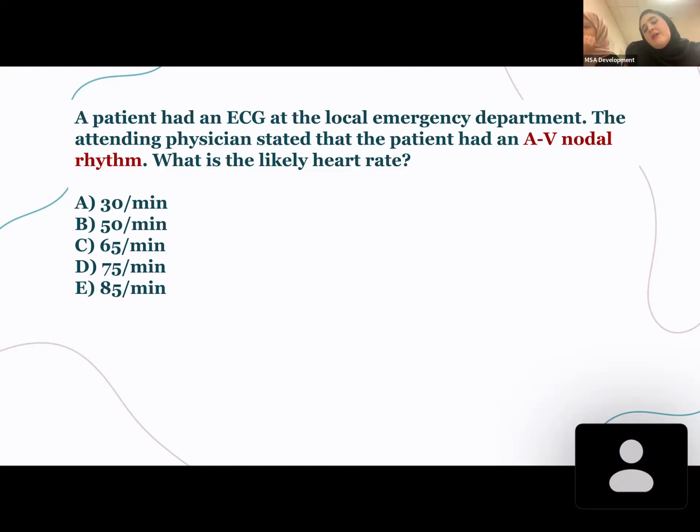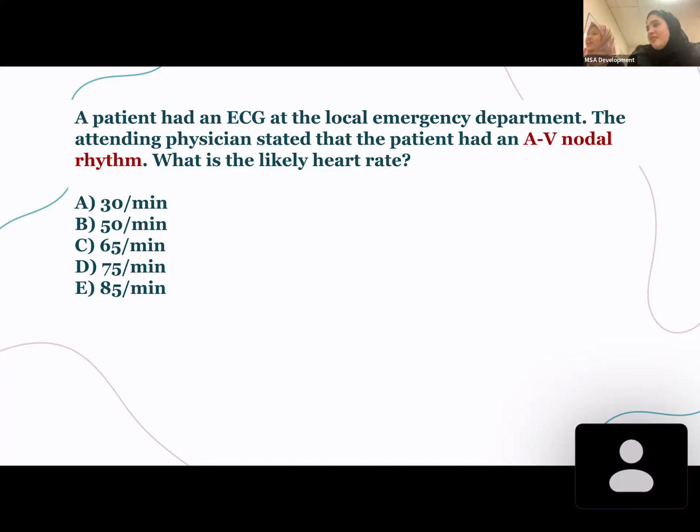So basically, a patient had an ECG at the local emergency department, and the attending physician stated that the patient had an AV nodal rhythm. So what do you think the heart rate is? Oh, 40 to 60, 40 to 60.